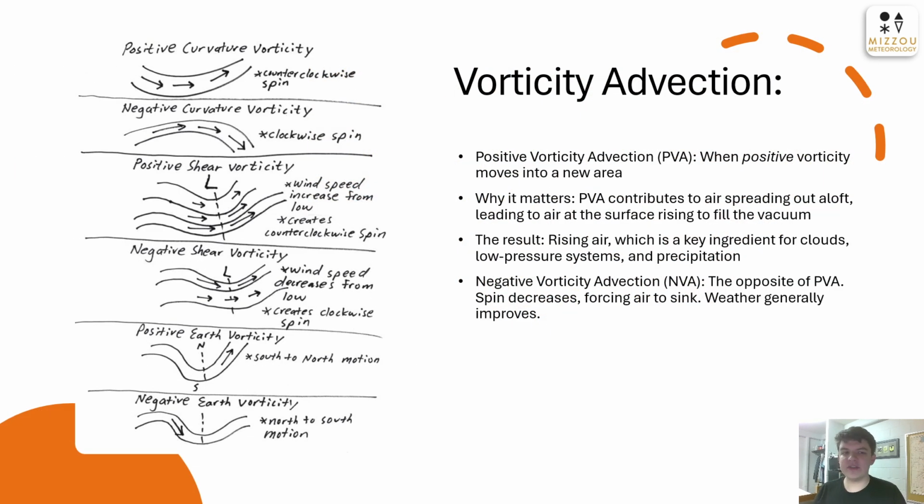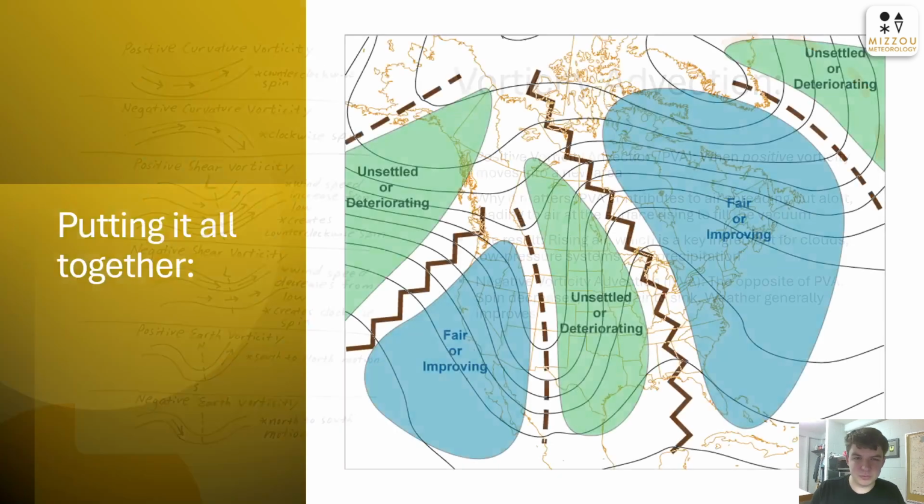So let's go over vorticity advection in a little more detail. Positive vorticity advection is the translation of positive vorticity into a new area. Here's why it matters. Positive vorticity advection tends to contribute to air spreading out aloft. This is known as divergence, leading to air at the surface rising to fill the vacuum that's created. The result is that rising air can create clouds, low pressure systems, and precipitation if the conditions are right. Negative vorticity advection is exactly what it sounds like. It's exactly the opposite of positive vorticity advection. Spin decreases, air sinks, weather generally improves.